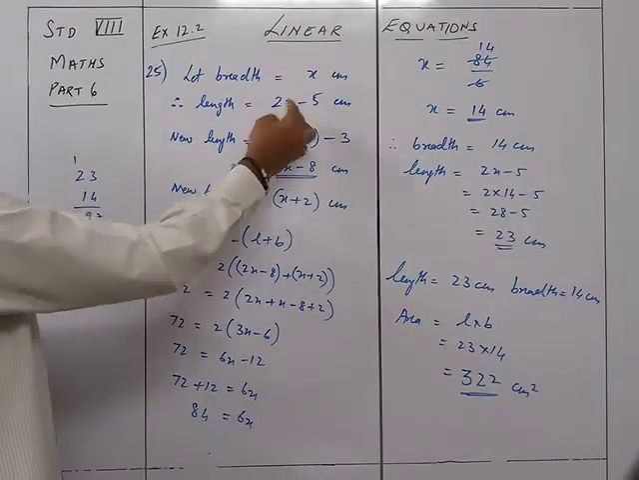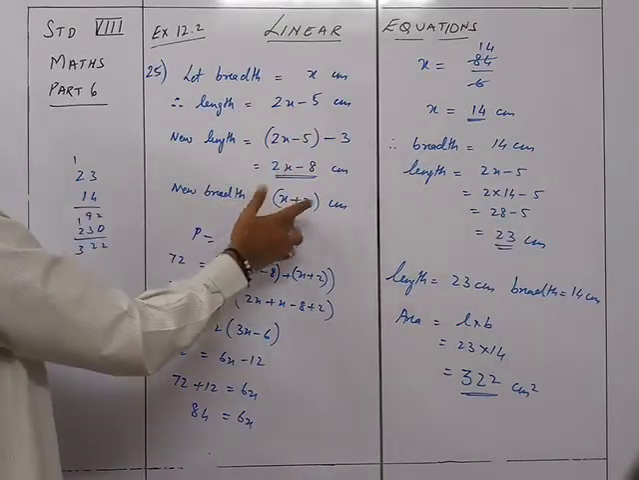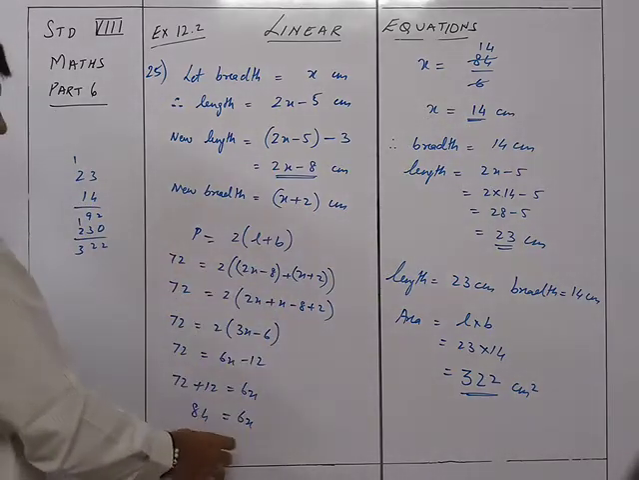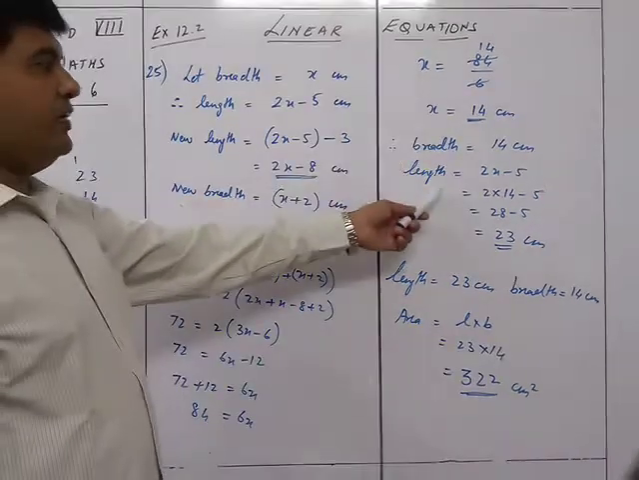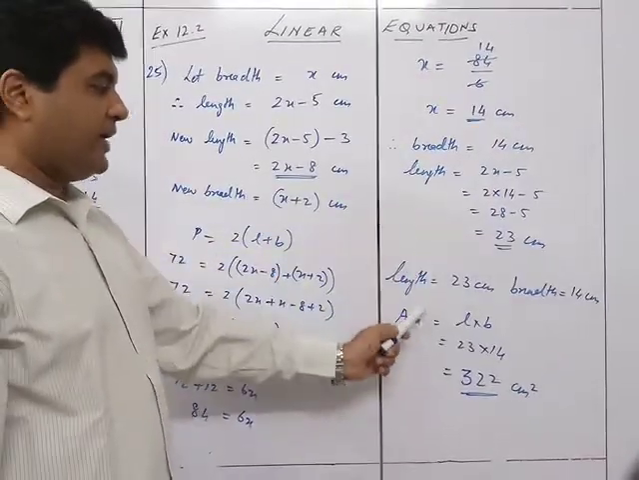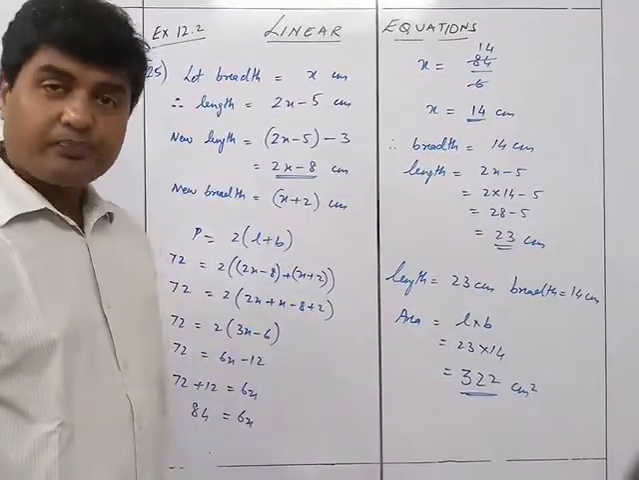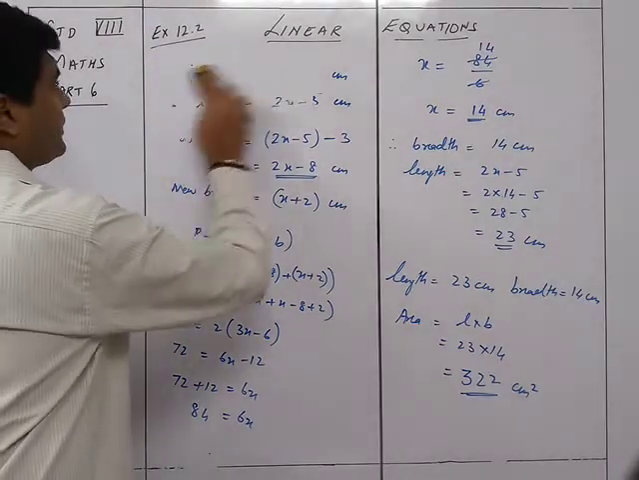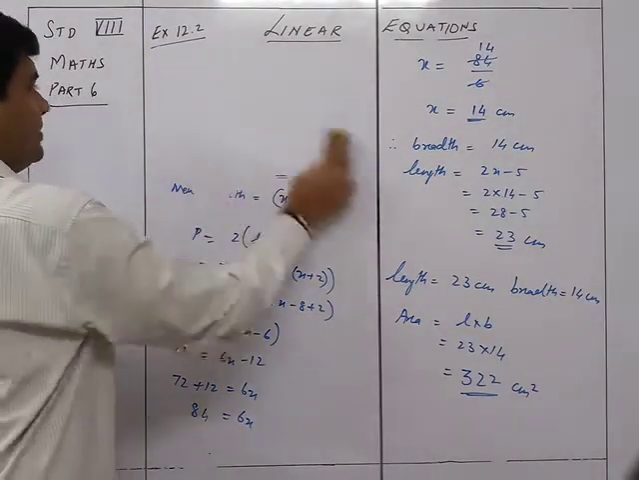First it was that they decrease the length by 3 and increase the breadth by 2. You know the perimeter, so accordingly find out the value of x, and then you find out the length and the breadth, and accordingly find out the area as length into breadth. Okay, that was sum number 25. We now move on to sum number 26.